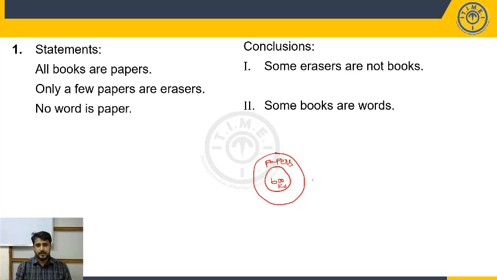Only a few papers are erasers. When it is mentioned that only a few papers are erasers, definitely some part of the paper should not be erasers. It means at least some part of the papers should be outside the erasers.